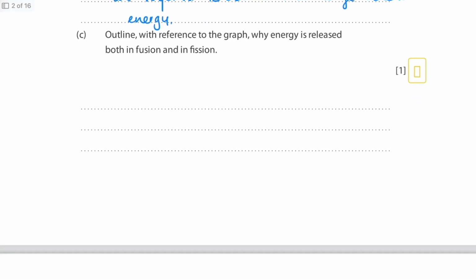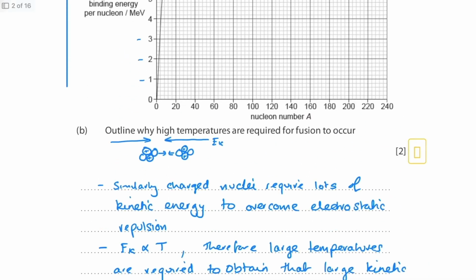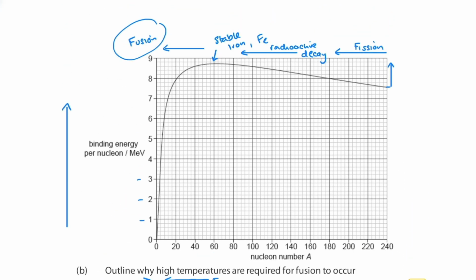We have to say, to become more stable, the binding energy per nucleon must increase. Let's go back to the graph. If we look at the fusion side, when the elements fuse together, energy is released, and you can see to become more stable, the amount of energy released is to do with this change in binding energy per nucleon. So you can see that fusion releases more energy than fission does to become more stable. And that's where we finish off the question. We have to say that energy is released when the binding energy per nucleon increases.